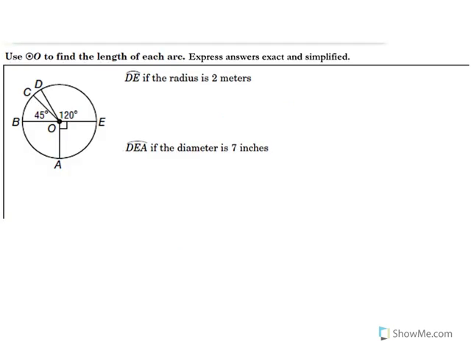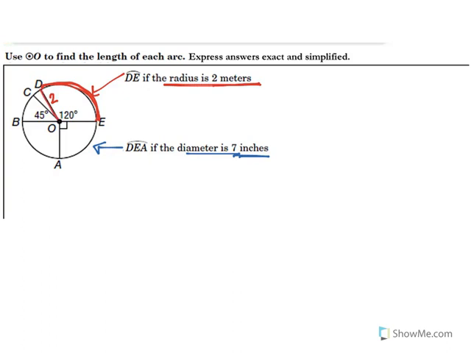All right, let's do an example. Actually, we're doing two. I know I have one picture right here, but we're going to do the first example if the radius is 2 meters, and then we're going to do the second example, same picture, if the diameter is 7 inches. Okay, so we need to find DE if the radius is 2 meters. So I have to find this arc length, DE, if my radius, the distance from a point on the circle to the center, is 2.